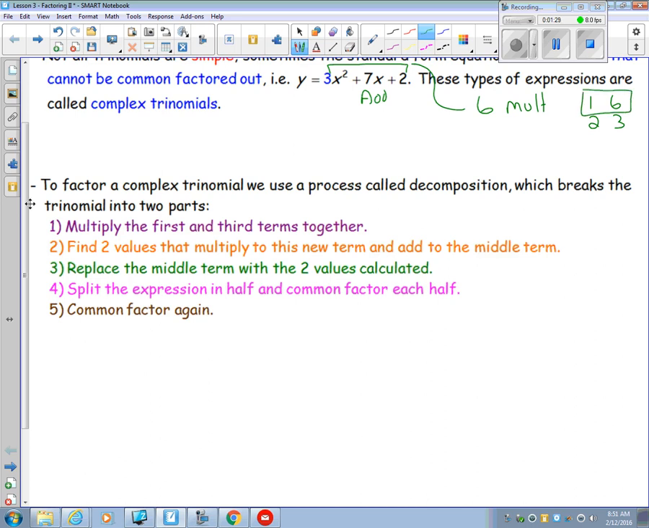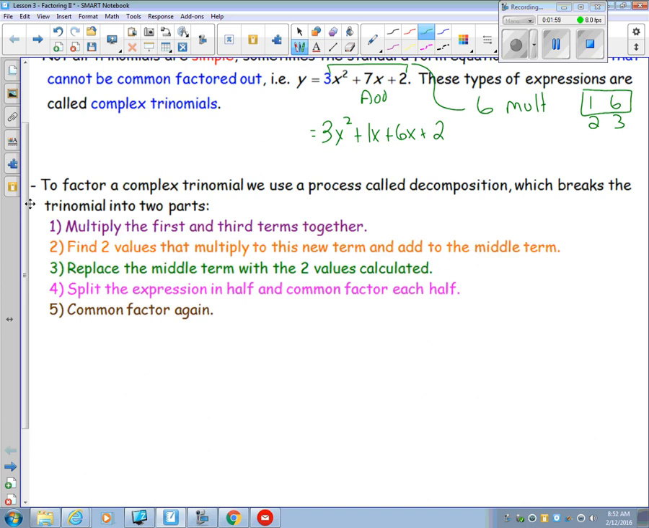Now, instead of that being the answer, like it was for simple, that's a process in our answer. Step 3 says we're going to take the middle term, which would be the 7, and replace it with the 2 new values we just calculated. So the way it's going to look is the 3 stays the same, but now we have a 1x and a 6x replacing that 7x, and the 2 stays the same. So we've changed the way it looks without mathematically changing the question. 1 plus 6 still makes 7, we just made it look different.